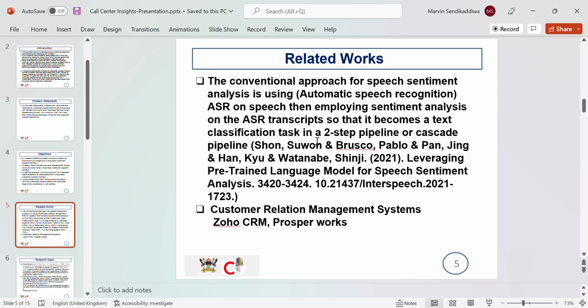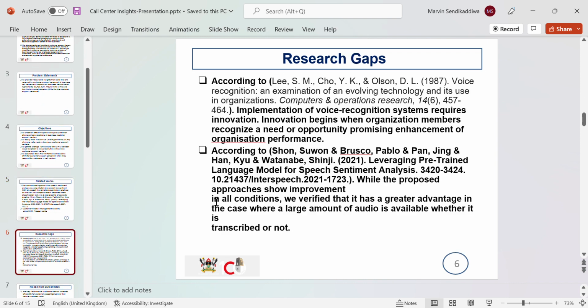Another related project is Zoho CRM, or Customer Relationship Management System, and Prosper Works. These two are practical examples of this solution. However, they lack speech analysis. So the research gaps that we identified: in one of the articles that we came across, we realized that there is a gap in the practical applications of voice recognition, or speech recognition systems.